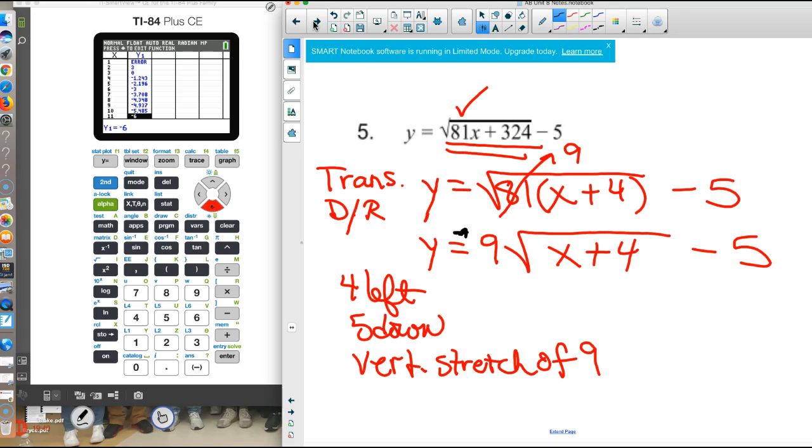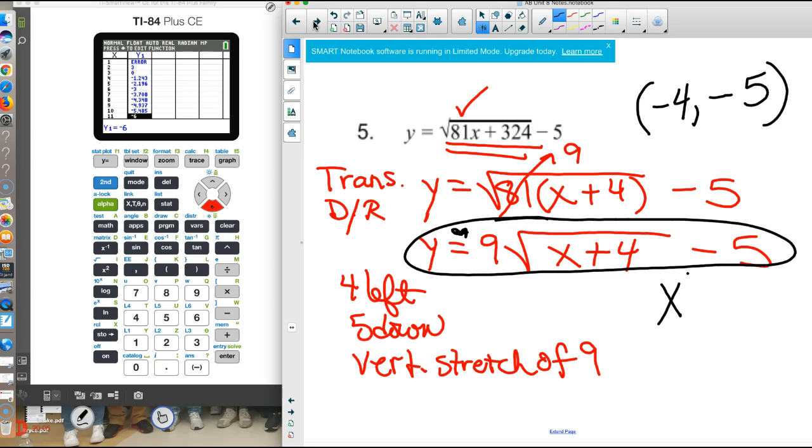All right, what else were you supposed to do? Domain and range, right? So let's go over here. Remember that 4 left and 5 down will get you your vertex. So there's your vertex right there. So you're going to do x. Actually, go look at this on your graph too. You can go look at this on the graph on your calculator if you want to. If you don't know whether it goes right or left or up or down, go graph it.